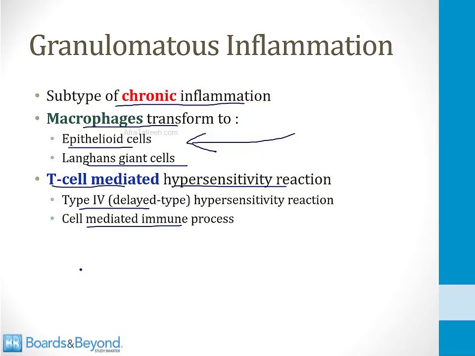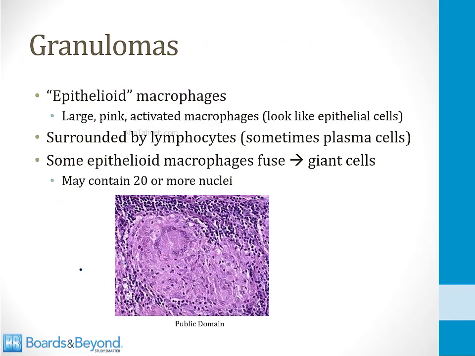of type 4 hypersensitivity. Basically, what's happening in granulomatous inflammation is that there is something the body is trying to remove. Maybe it's a bacteria, maybe it's a foreign body, but it's very difficult to eradicate. As a result, macrophages are stimulated, and they ultimately transform into different cell types, and those cell types form structures called granulomas. This is a picture of a granuloma shown on the screen here, and it's basically got three components.